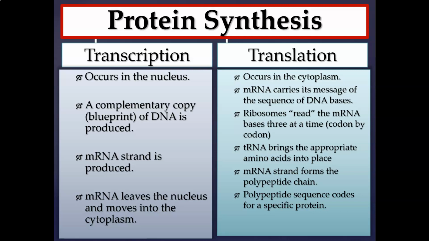The transfer RNA will then bring in the appropriate amino acid into place. And the messenger RNA strand now has formed the polypeptide chain. So you break that word up: poly means many, peptide means protein. So this chain of amino acids is going to code for a specific protein.